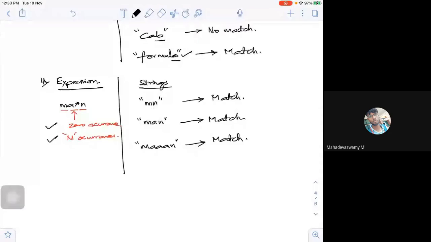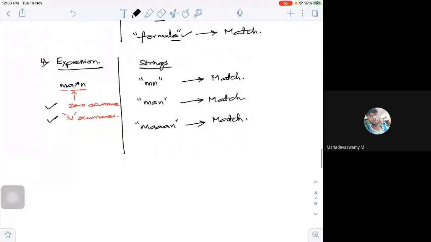Okay. Now, suppose the same thing is something like this: M, A, I, N. See, the A has to repeat. But here what's happening? A is followed by I. A is not followed by N, but A is followed by I. So, it is not matching.